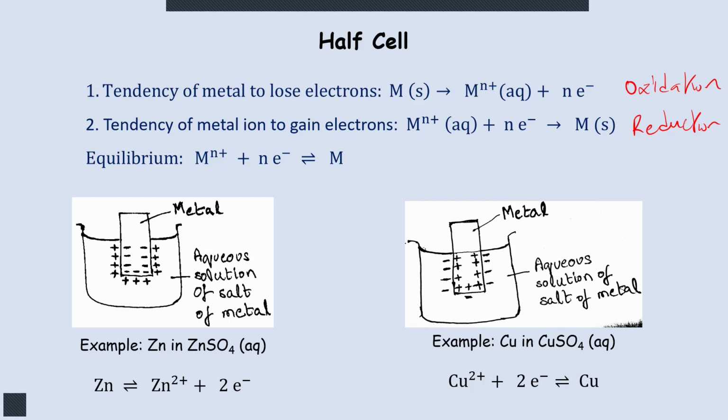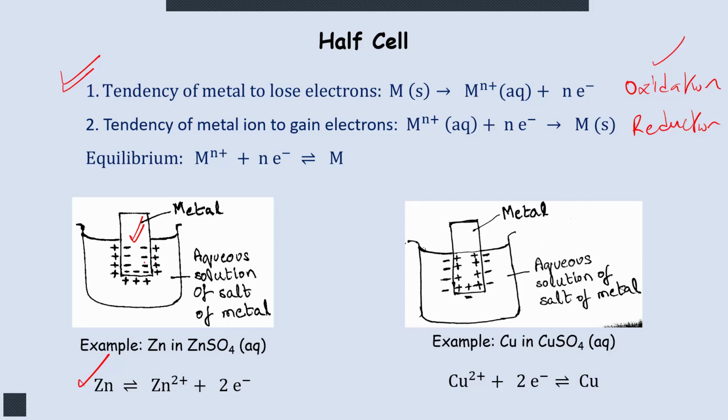But in case of metals like zinc, the first process happens to a greater extent than the second one. So more of oxidation takes place. Before equilibrium is reached, relatively more metal atoms on the surface of the metal rod leave behind valence electrons and go into solution as positive metal ions. So by the time equilibrium is reached, there would be a net negative charge on the surface of the metal rod.